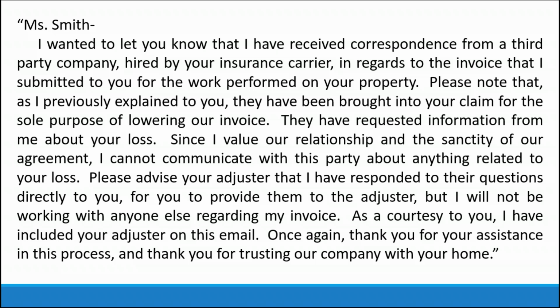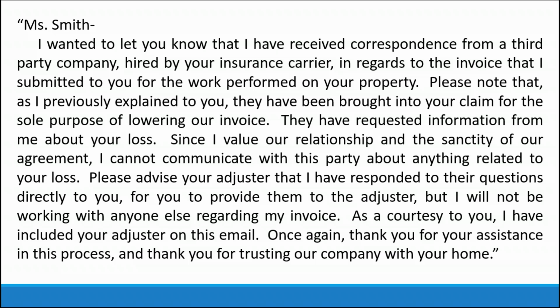Next sentence. "Please note that, as I previously explained to you, because we had that conversation, they have been brought into your claim for the sole purpose of lowering our invoice." They may claim that they're doing an audit, but remember, if we communicate with our client, maybe the client can be the one to ask the insurance company, how many times has your third party ever come back to you and told you that the bill is too low? If it was an audit, they would have to have one or two of those every 10 or 20 times. But no, it's always they're cutting the bill, and they're always cutting the bill significantly. So we know that our purpose is correct.